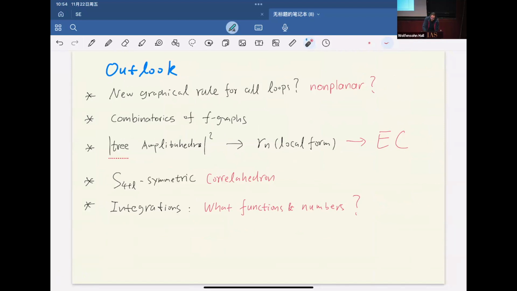Here are some outlook points. I think there should be very interesting things to explore about F graphs, also including the non-planar part. For example, see this graphical rule, how constraining it is for non-planar sectors. And as I said, people have suggested that I ask a machine to learn why the majority of F graphs have 0 coefficient, but I still haven't given up on humans understanding why there's some pattern for all the zeros, I think.